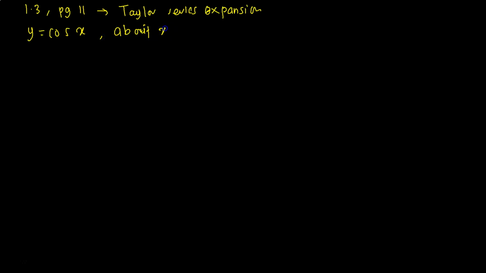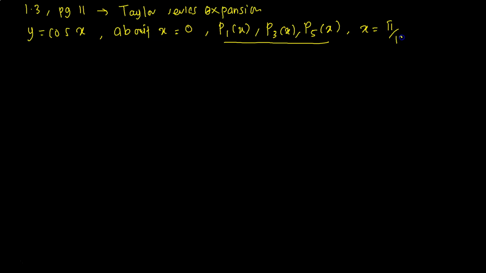about x equal to 0, and then you need to use here P1(x), P3(x), and also P5(x). And in each of these, you need to approximate the values at x equal to pi over 12 and also pi over 3. How to do this?